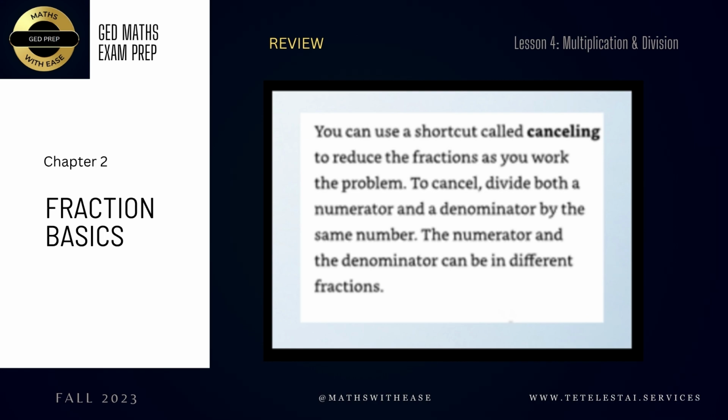So you can use a shortcut called canceling to reduce fractions as you work through your problem. To cancel, you would simply just divide both the numerator and the denominator by the same number. The numerator and the denominator can be in different fractions.